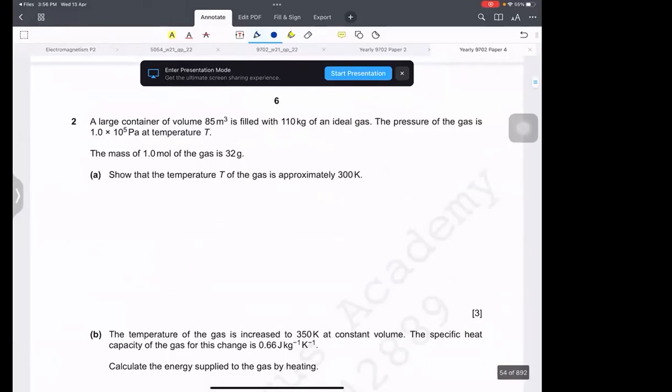The large container of volume is filled with 110 kg of ideal gas. The pressure of the gas is this. The mass of 1 mole is this. Show that the temperature of the gas is approximately 300 Kelvin. So we have the pressure, we have kgs, we have volume, we have 1 mole, basically we have M_r as well. Okay, that's fine. So what you do, show that the temperature is this.